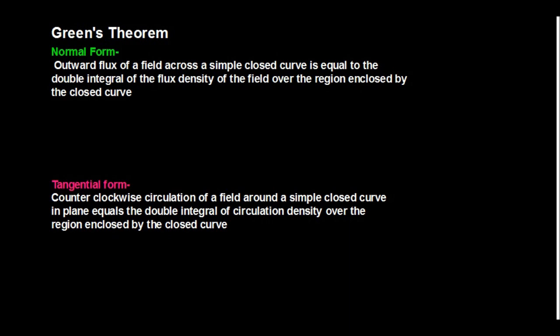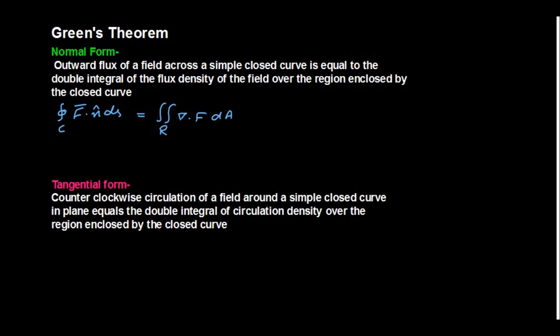the flux density of the field over the region enclosed by the closed curve. In notations, we can write integral over C F dot n ds. That means outward flux of a field across a simple closed curve, which is equal to double integral over R divergence, that is flux density is divergence of F dA.